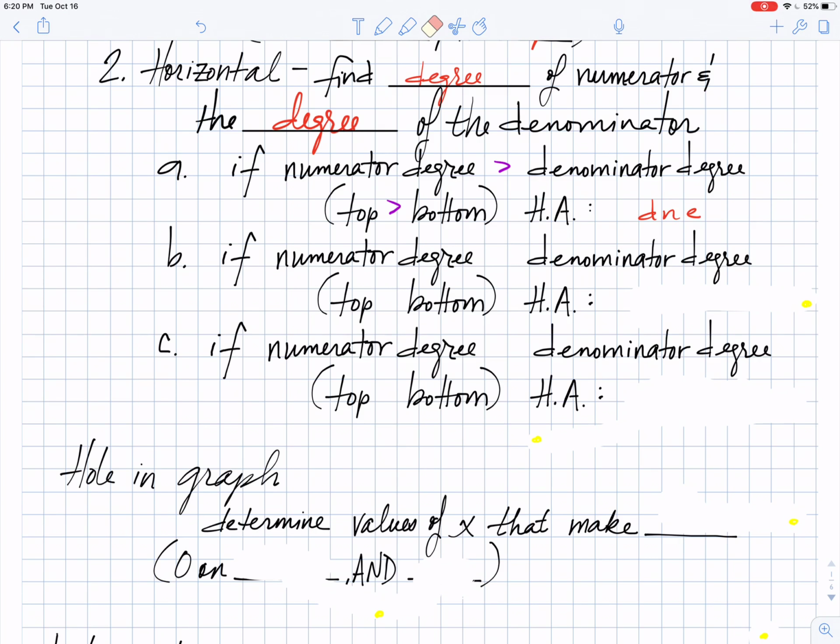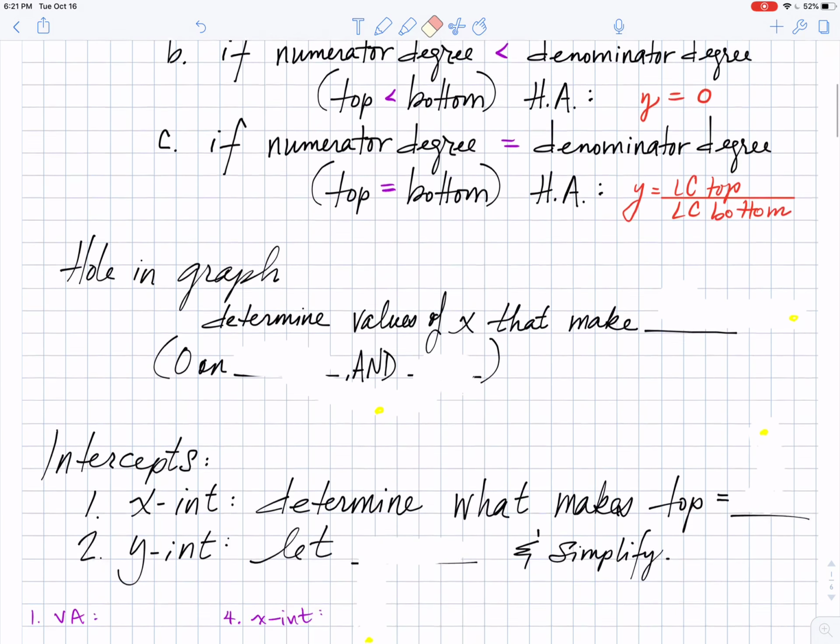If my degree on top is smaller than my degree on bottom, then my horizontal asymptote is going to occur at the line y equals 0. Y equals 0. And then lastly, the only other option is if my degree up on top is equal to the degree down on the bottom. This one's a little bit lengthier. This one is going to be a fraction. Y is equal to the leading coefficient of the top over the leading coefficient of the bottom.